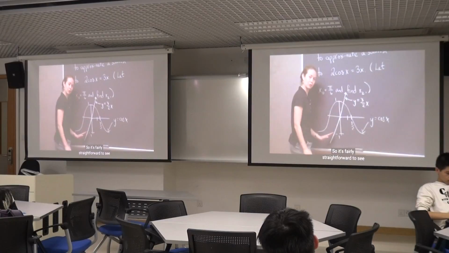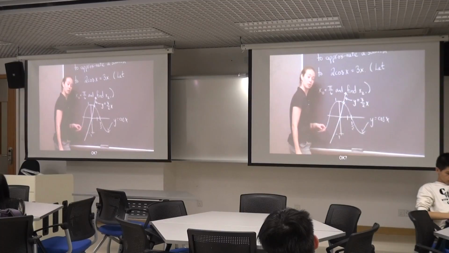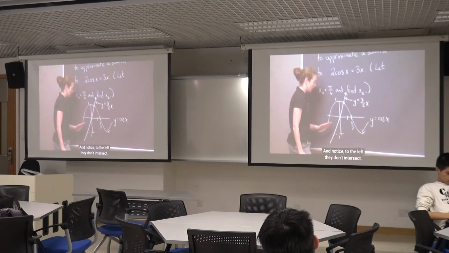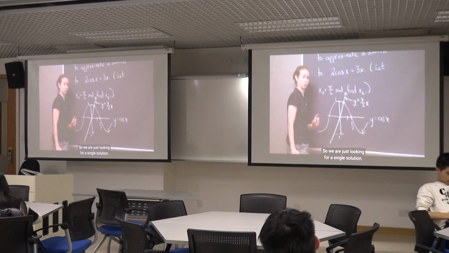So it's fairly straightforward to see that these two curves intersect at one spot, whatever this spot is. And notice to the left they don't intersect. So we are just looking for a single solution.